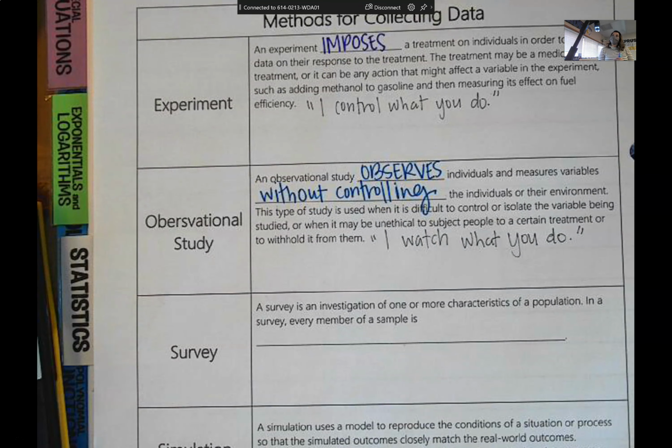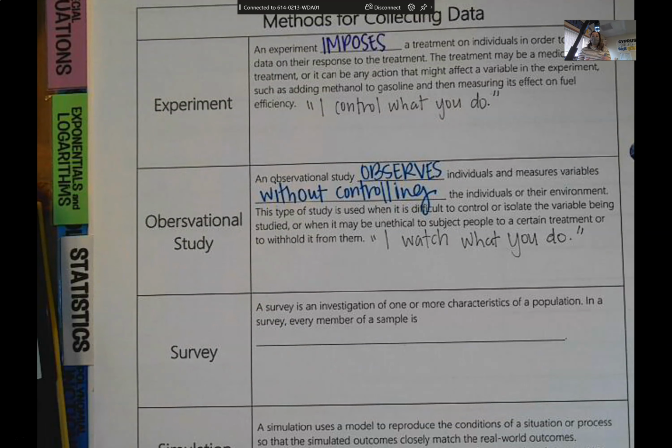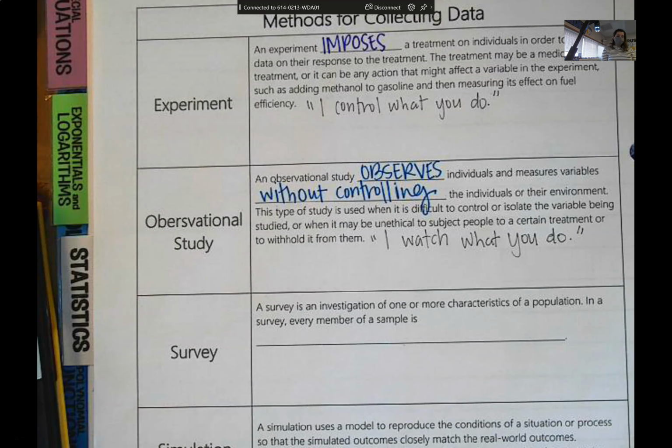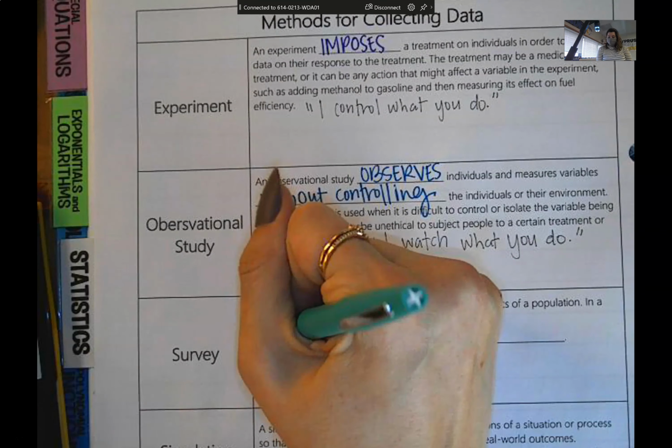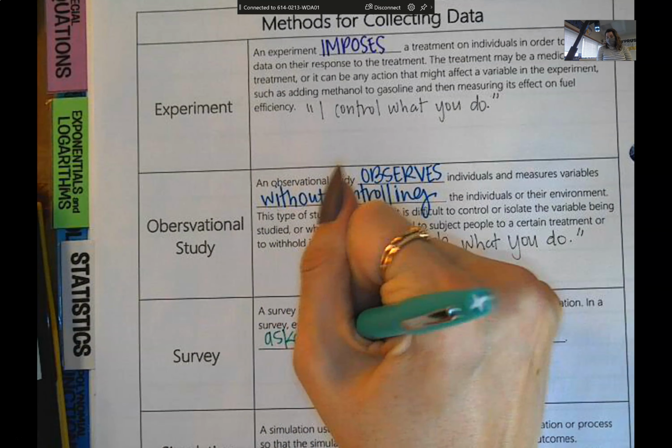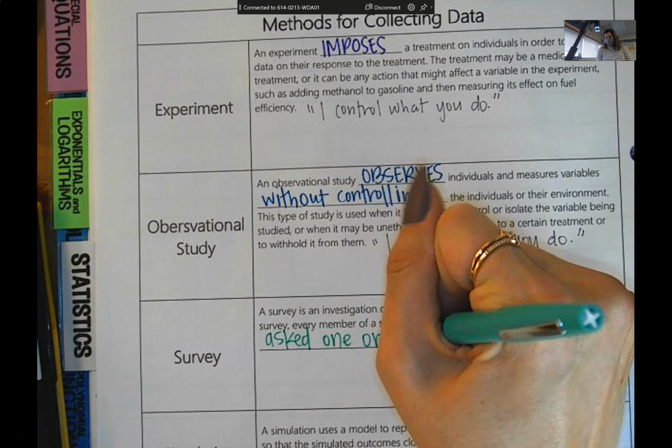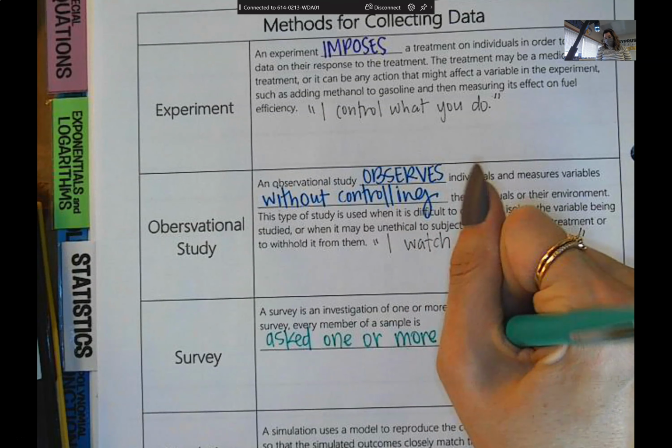Okay, then the last kind is a survey. So a survey is an investigation of one or more things that you're interested in, but in this case, you just ask questions. So every member in the sample is asked one or more questions.